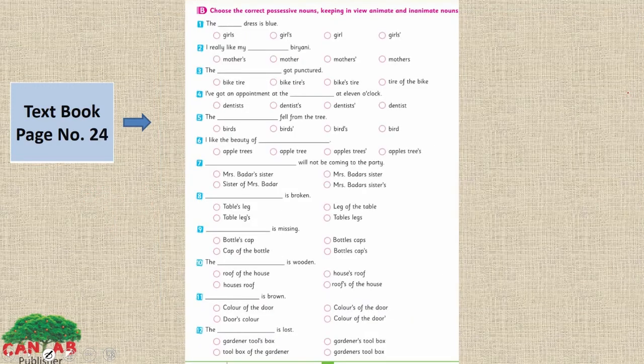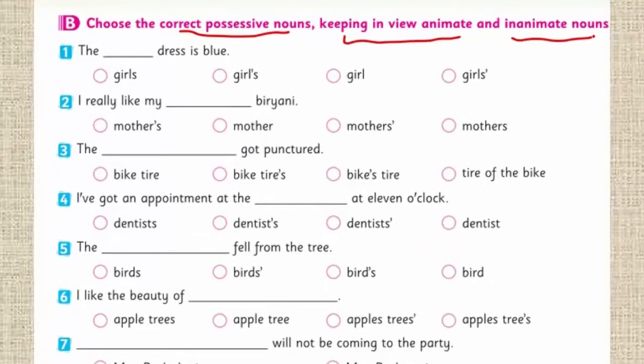This is your another task. On page number 24, choose the correct possessive nouns keeping in view animate and inanimate nouns. You have to choose the right possessive nouns here. We have both the plural and the singular, both the animate and inanimate. The girl dress is blue. Here the girl is a human being, an animate noun. So what we will do? Yes, we will choose this one here, the girl's.